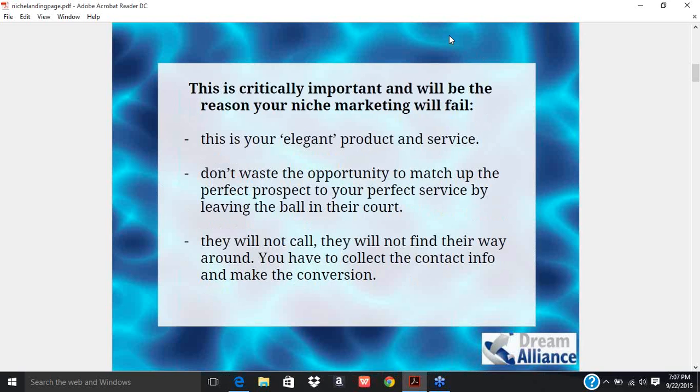Don't miss this opportunity to match up the perfect prospect to your perfect service by leaving the ball in their court. You just don't let them go wherever. You have to drive them to it. And remember, under most circumstances, especially online, they're not just going to call. They rarely fill out a contact form of any sort. And you just can't send them to a homepage where they're on their own trying to find their way around. You have to collect specific information that kicks off a set of specific marketing messages to make the conversion.